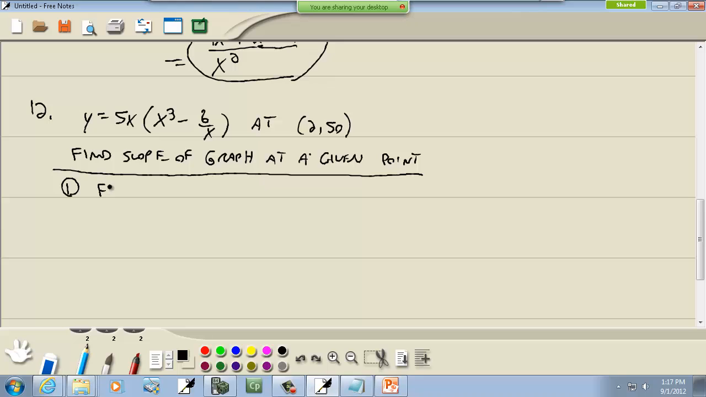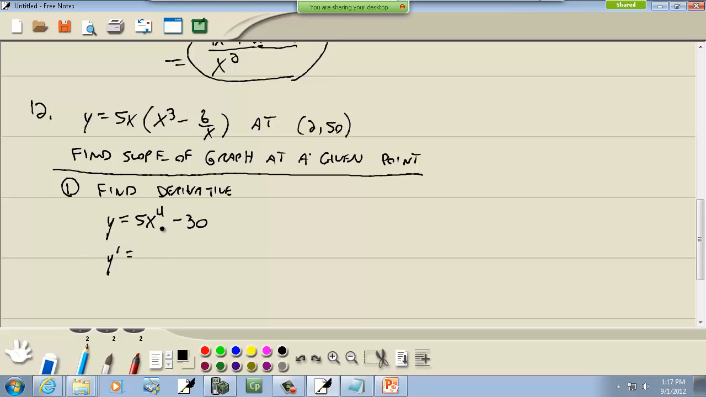Step 1. Find a derivative. Well, in order to find a derivative of this, we first have to get rid of the parentheses, because we can't have parentheses. We got x to a power, basically, and a number before an x. So I'll multiply the 5x through. 5x times x to the third gives us 5x to the fourth. And 5x times negative 6 over x, the x's would cancel and we'd get negative 30.